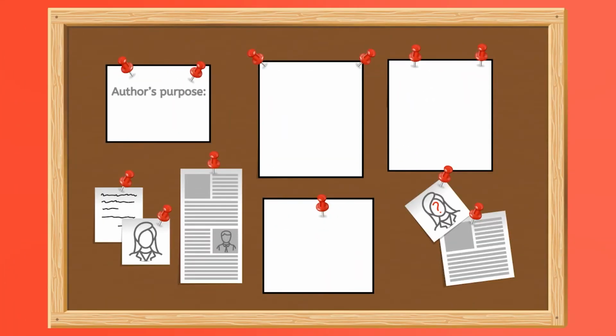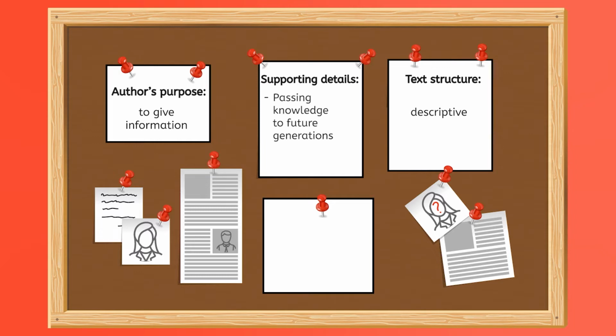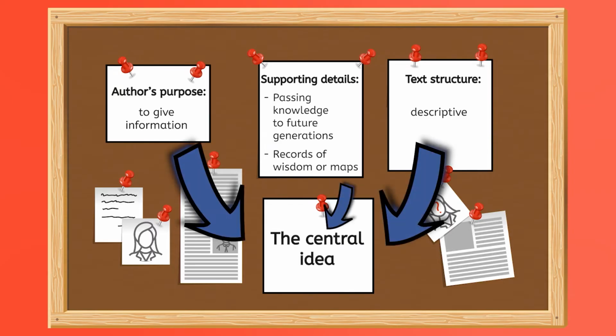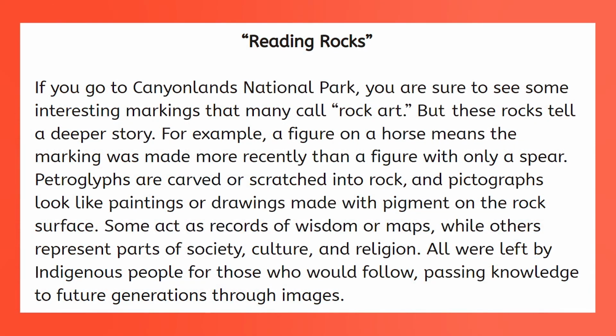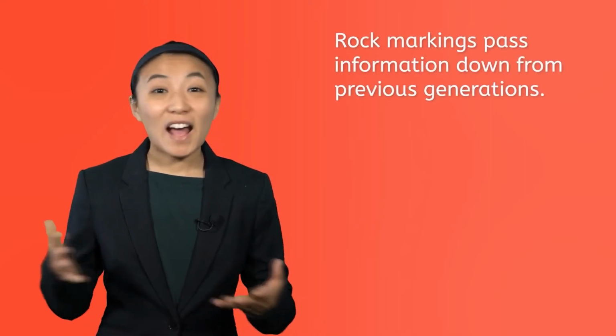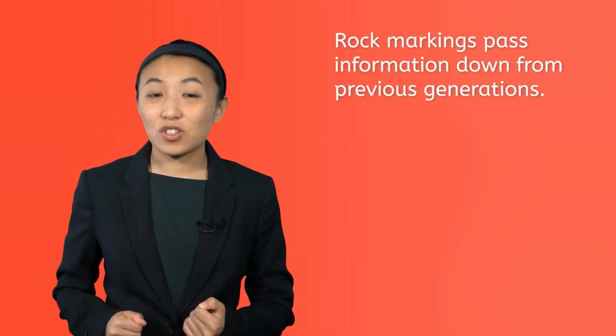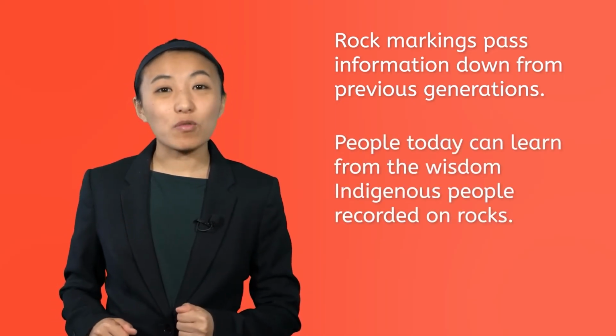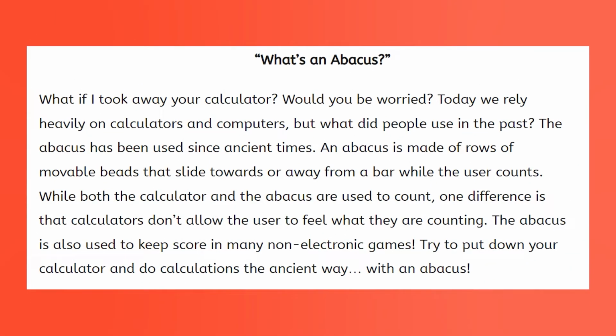We know the author's purpose, to give information. The structure of the text is descriptive, and we found supporting details like passing knowledge to future generations and records of wisdom or maps. Where do all these clues lead us? The central idea. Pause the video and come up with a central idea. Maybe rock markings pass information down from previous generations, or people today can learn from the wisdom indigenous people recorded on rocks. Let's try to find the central idea of a different text.